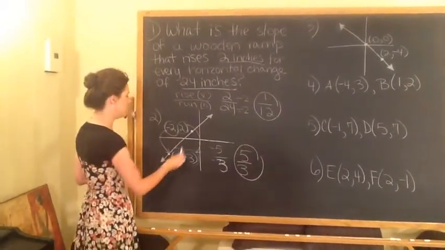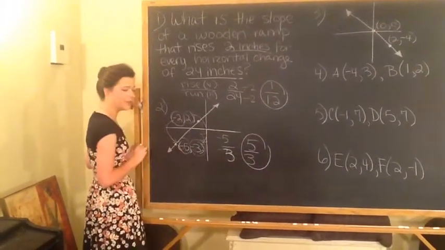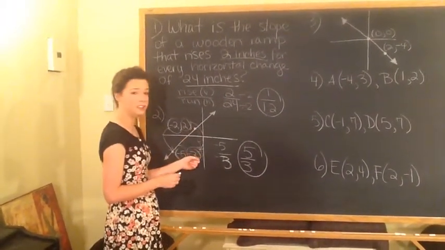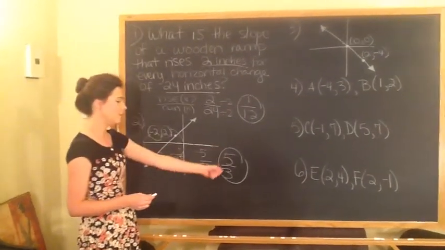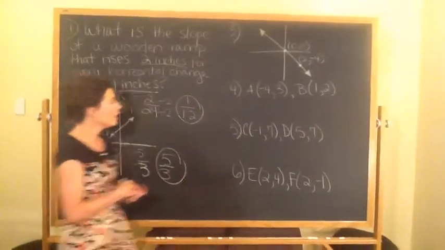You can also find it by looking at the fact that you're going down 5 units and you're going left 3 units. So that's going to be down, which is negative, left, which is negative. So -5 over -3 simplifies down to 5/3. All right, let's look at number 3.